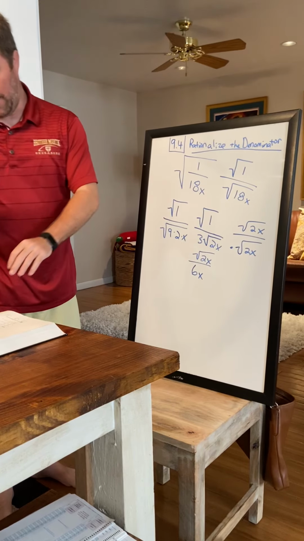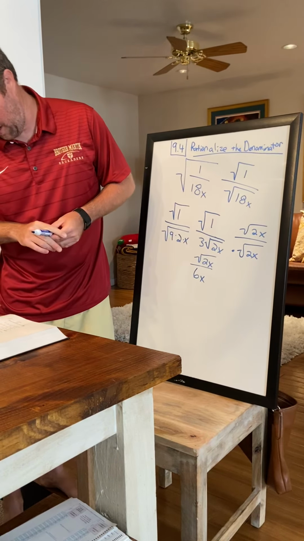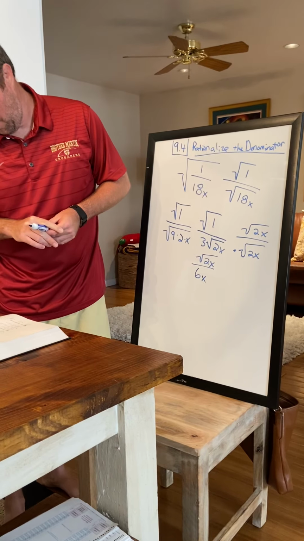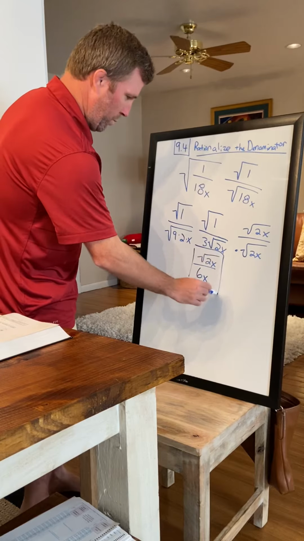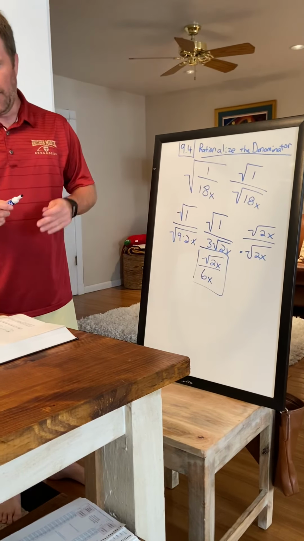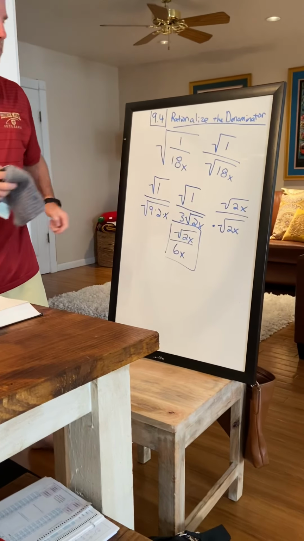We have rationalized the denominator. That's it. All right. Now, what happens when we have more than one term in the denominator?